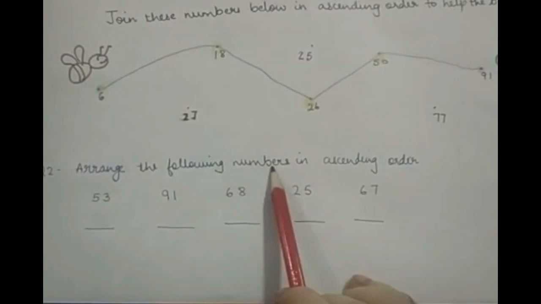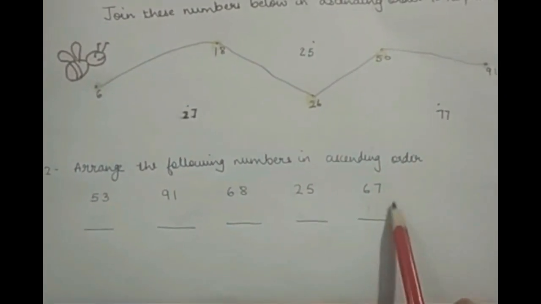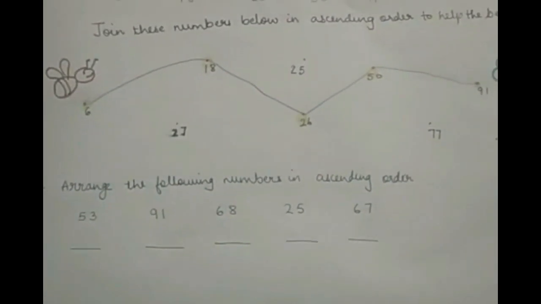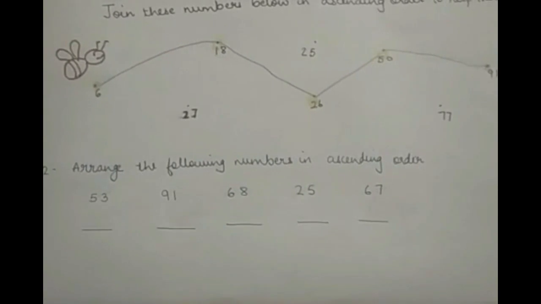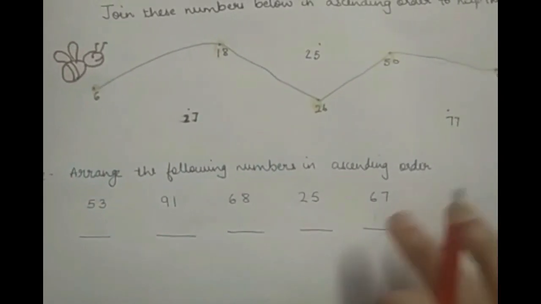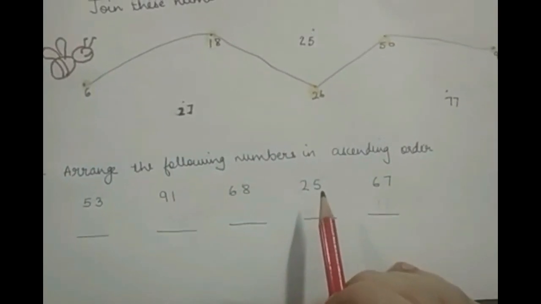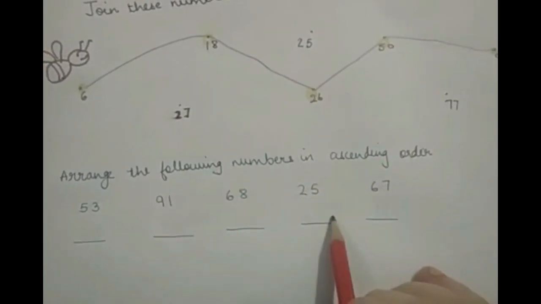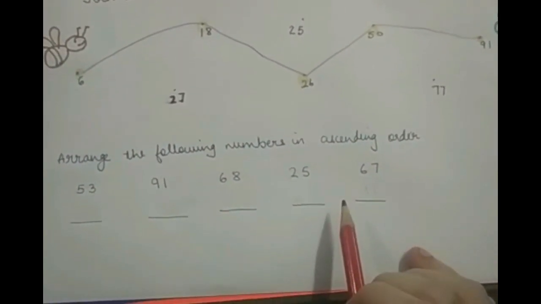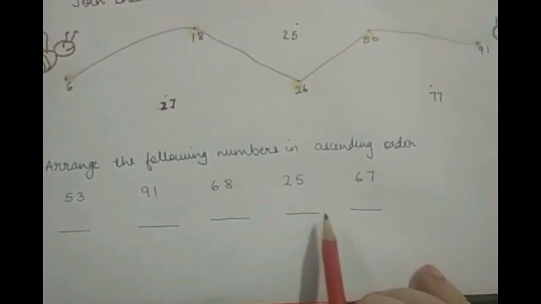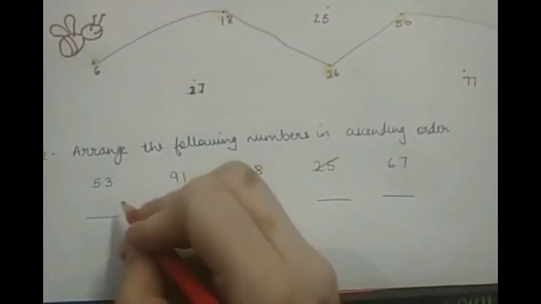Let's come to the next exercise of the same page. Arrange the following numbers in ascending order. We have to arrange these numbers in ascending order. With the help of the number range we have done earlier, the same method we are going to use here as well. Numbers that come in between 0 to 10. Is there any number? No. 10 to 20? No. 20 to 30? Yes, we have 25.